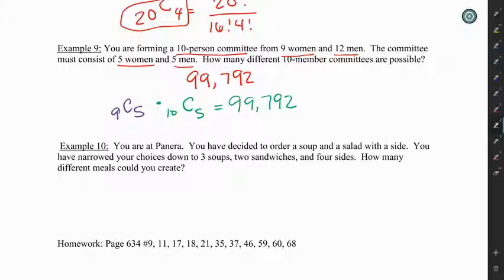I would like you to try example 10 on your own. Pause the video. When you have your answer, come back. I'll give you the right answer. And then same as before, if you didn't get it right, watch the video. If you did get it right, you can move on.